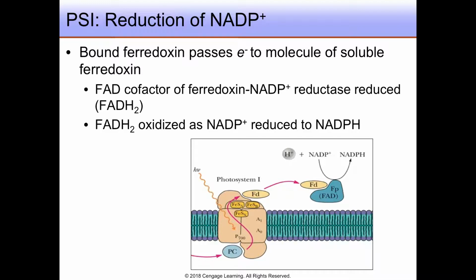The soluble enzyme ferredoxin NADP plus reductase carries an FAD cofactor. Soluble ferredoxin passes the electrons to FAD to reduce it to FADH2. The reductase enzyme then passes the electrons to NADP plus to form NADPH.